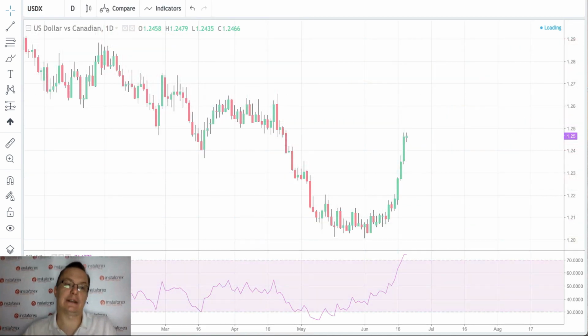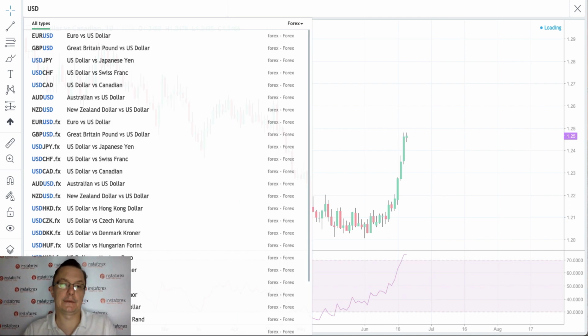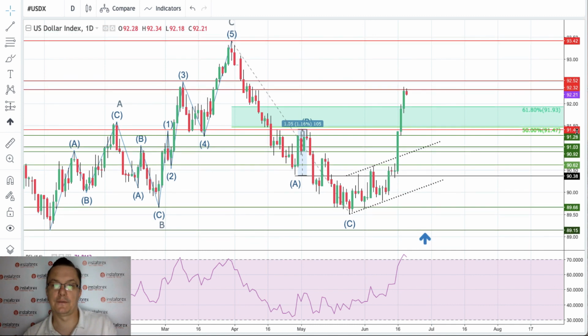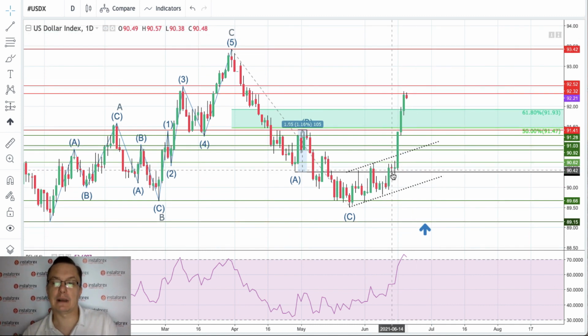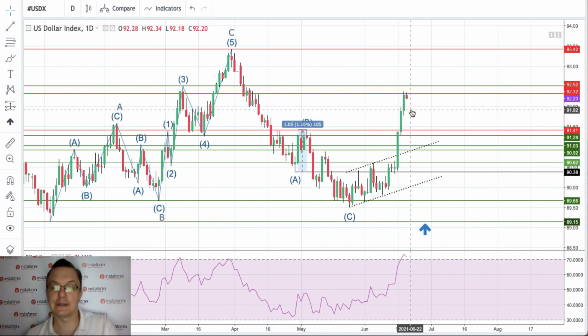And at the end of the day, the US dollar index. What is going on with the US dollar index? We have a very big spike out of this channel, above 50% of the Fibonacci retracement, above 61% of the Fibonacci retracement. So the retracements are now useless.